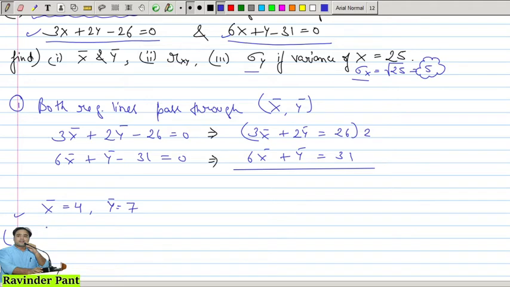This part 2 says we need to find the value of r, the value of correlation. To calculate the value of correlation, we need to find the value of the regression coefficients. Why? Because we know that r will be the geometric mean of byx and bxy. Why did I choose this? Because when the regression equation is given, it is easy to calculate the regression coefficients. It is in the equation itself.